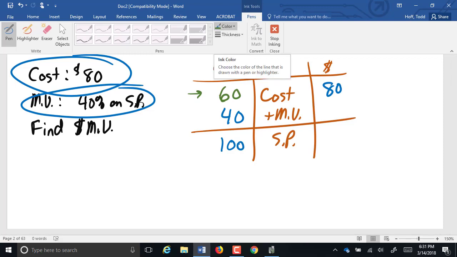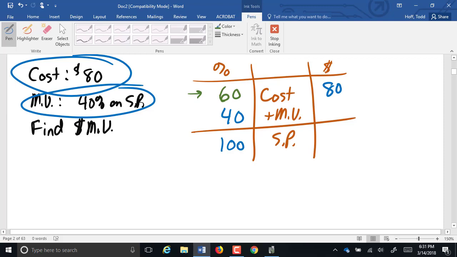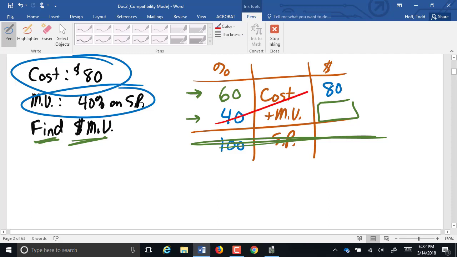And we are looking for the dollar amount of the markup. That's this one here. So the top row is the one where we have both numbers. The middle row is the one we're looking for. So it's the bottom row that we can ignore. We will multiply 40 times 80 is 3,200 divided by 60, $53.33.